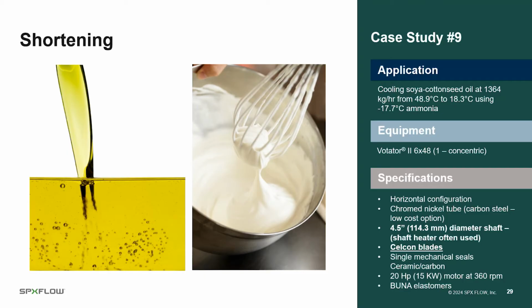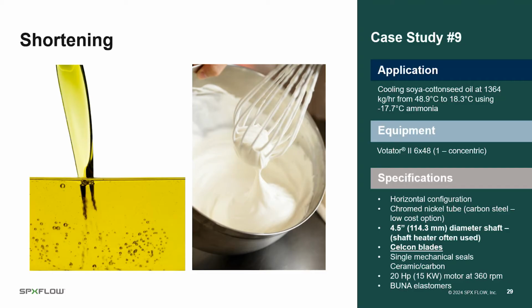This is a lower temperature blade, inexpensive, and it works great in high lubricity applications. So that again keeps that total price point down. Again, single mechanical seals, pretty simple because of no water activity in oils. We don't usually have water in the seal area. Ceramic carbon type configuration is typical.